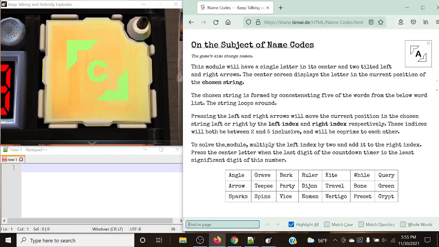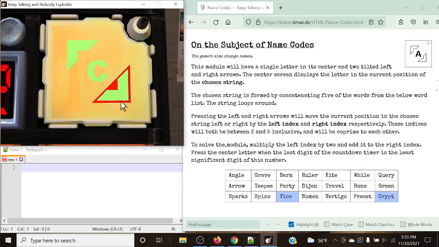Charlie. Charlie could actually be a really good one right here. We have 2 possible options for Charlie. We have vice and crypt. So let's see if we can figure out anything from here. So let's try going maybe right, left. Let's see if we can go right here. Right takes us to an I.